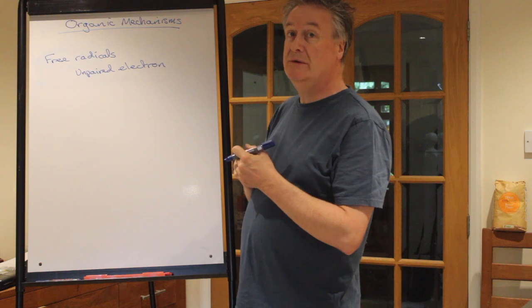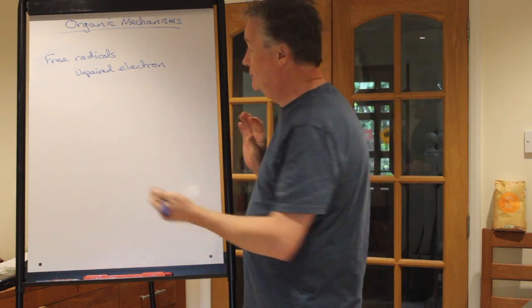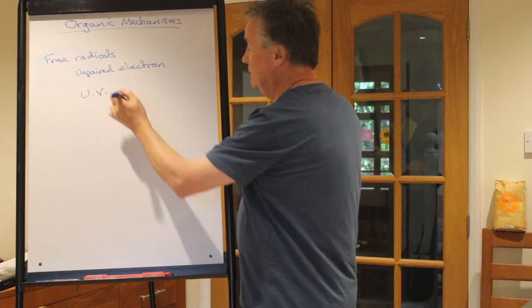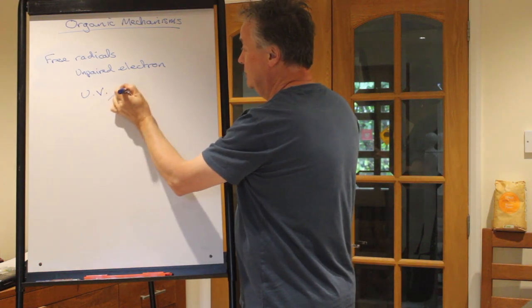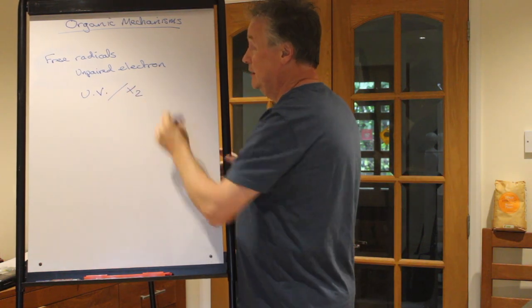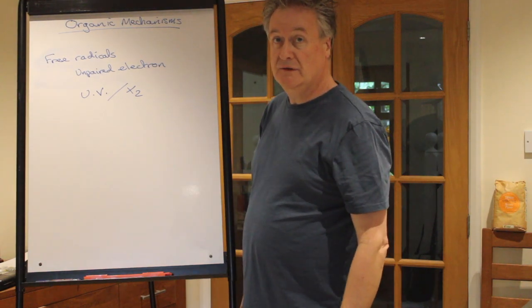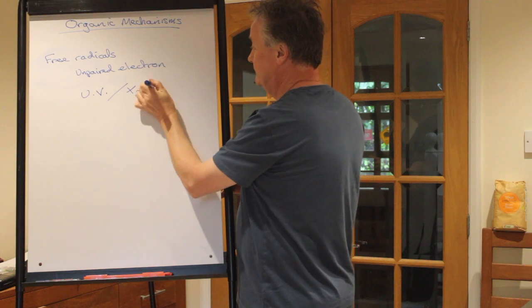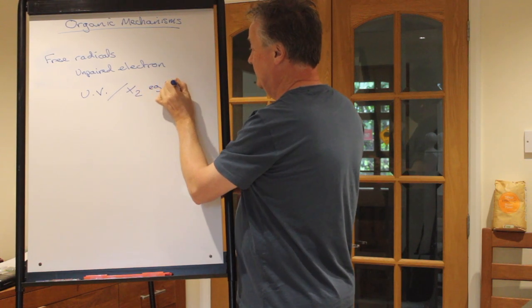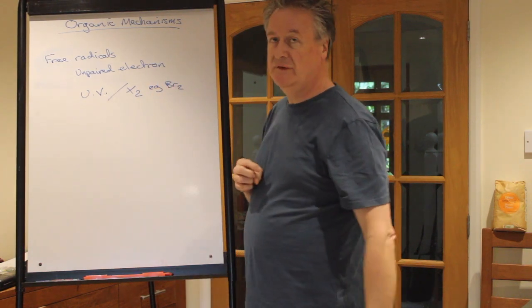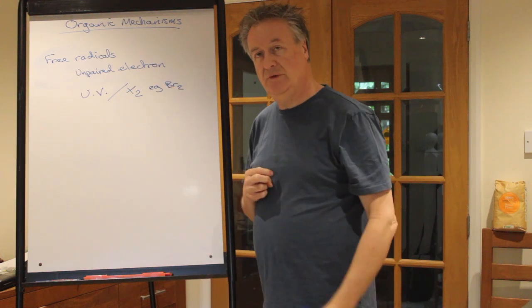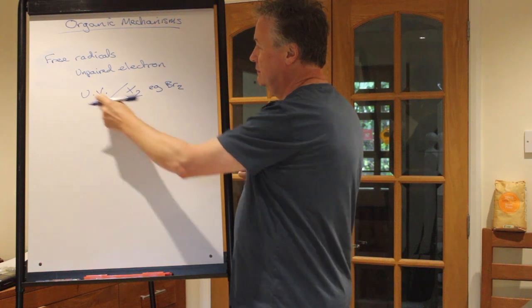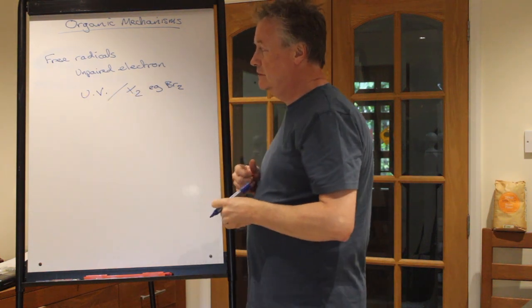How are they formed? Well, I'm sure there were lots of ways of forming them, but at A level, the only way you think about forming them is ultraviolet light acting on something that is diatomic. That diatomic is a halogen. It's because the size of the UV photon is the same size as the bond energy of an interhalogen bond. So ultraviolet splits that up.